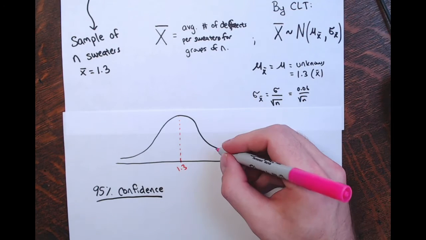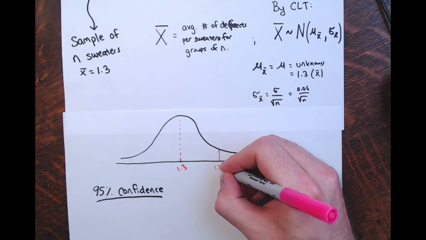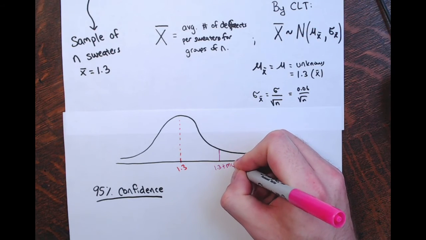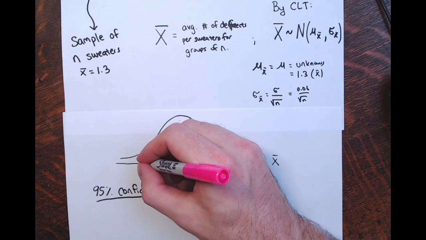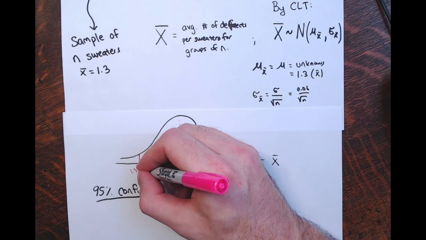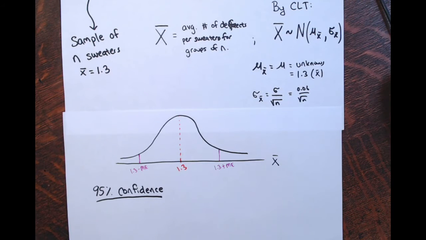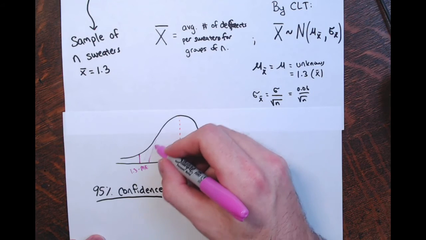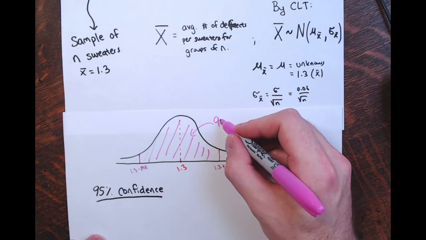So that means I'm looking for a value above the mean, which will be at 1.3 plus some margin of error, and then the same distance on the other side, 1.3 minus this margin of error. And I'm looking for these two values so that the area in between them, under the curve, is my confidence level. The area is 95%.